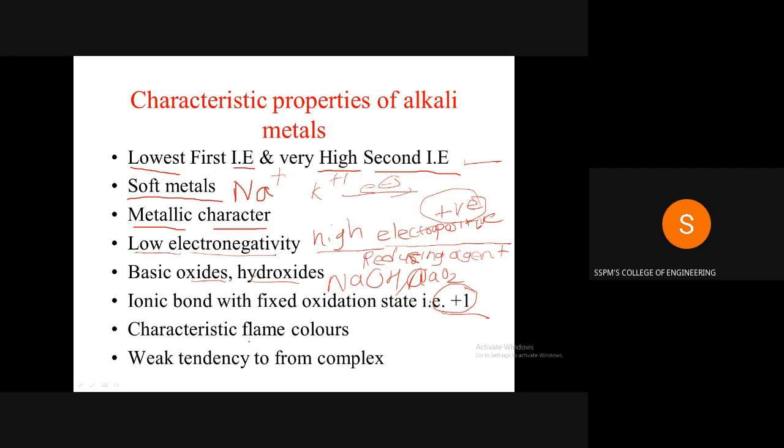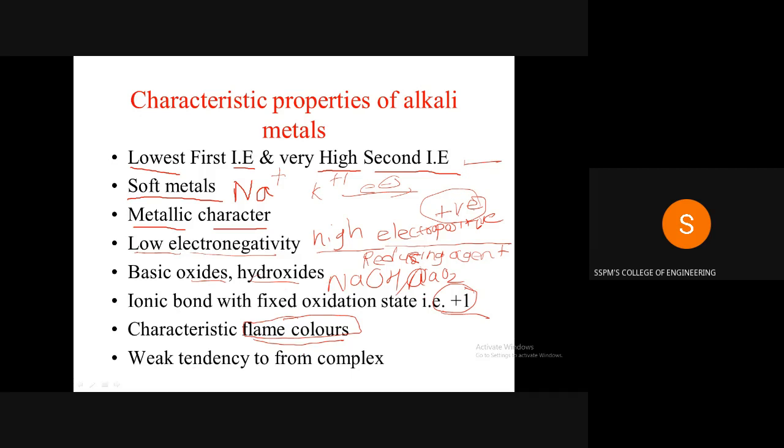Then it has characteristic flame colors. When you burn any compound or any element in group one, it gives a characteristic color to that flame. So it is a very important characteristic. A particular element has a particular flame color. So characteristic flame color is a very important property of alkali metals.